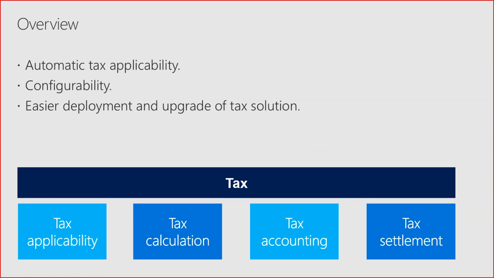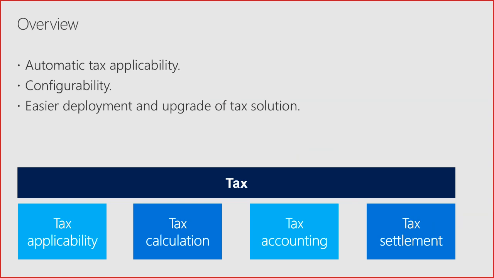In the lower part of the slide, from a functional perspective, it covers four functional pillars: tax applicability and tax calculation. Tax calculation means how the tax should be calculated per different tax type, like customs duty, GST, withholding tax, TDS, and we have tax accounting. Tax accounting means how you want to post the tax.